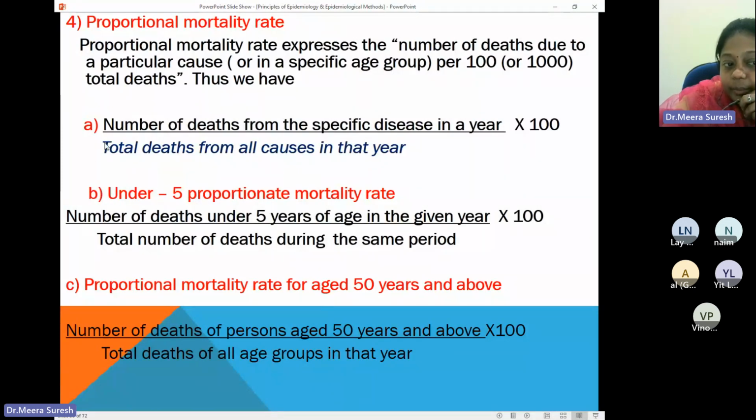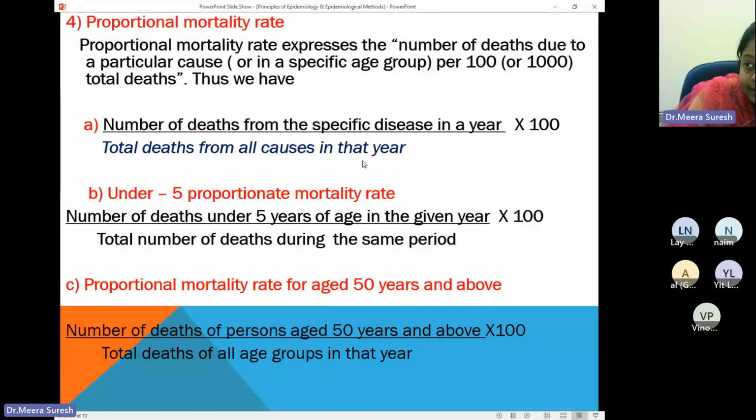So here the denominator is not the mid-year population, but the total deaths that happened from all causes in that year. So the numerator and denominator change over here. That is why I told you it depends upon what we are calculating, what we are saying. According to that, in epidemiology, the numerator and denominator change. And that is quite confusing actually if you don't have a good grasp on that concept. I hope you understood the difference.